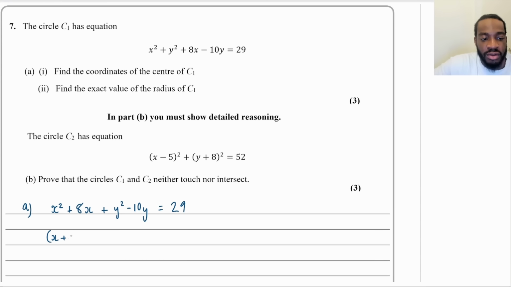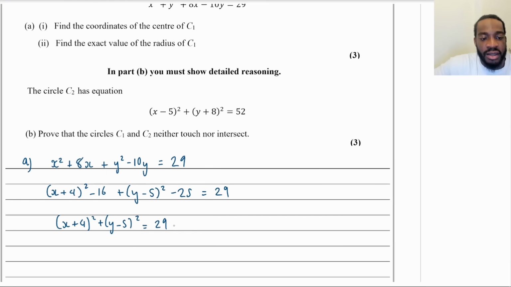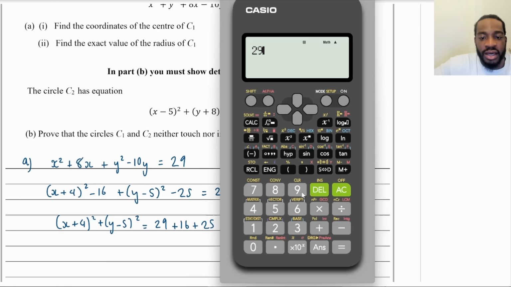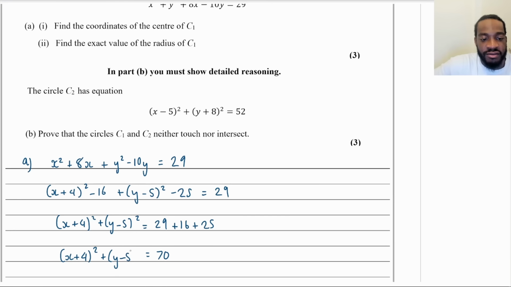So I'm going to have x plus 4 all squared, take away 16, plus y minus 5 all squared, take away 25 is equal to 29. So that would be x plus 4 all squared plus y minus 5 all squared is equal to 29 plus the 16 plus the 25. So what is that equal to? 29 plus 16 plus 25 is equal to 70. I'm getting ahead of myself. The radius will be root 70. So we have x plus 4 all squared, and then plus y minus 5 all squared.